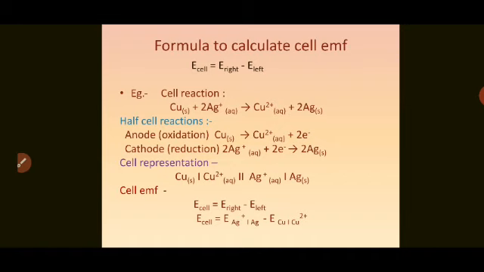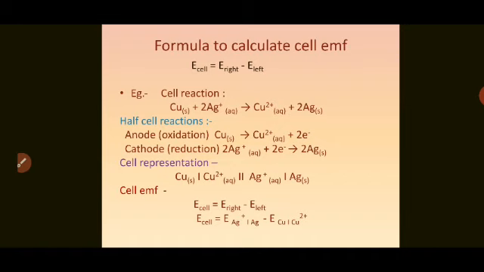So E cell is equal to E right minus E left, that is, EMF of the right hand side cell minus EMF of the left hand side cell. As we have already learnt, the anode is written on the left hand side and the cathode on the right hand side. Here one example is given with the cell reaction: Cu plus 2Ag plus gives Cu2 plus plus 2Ag. The letters in the brackets show the physical state of that species.